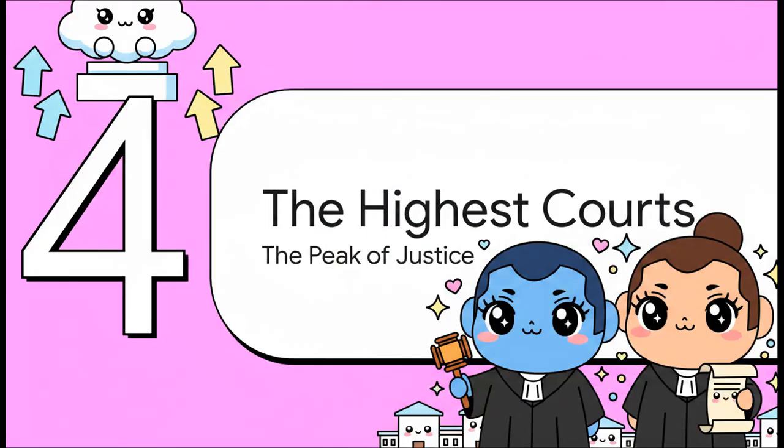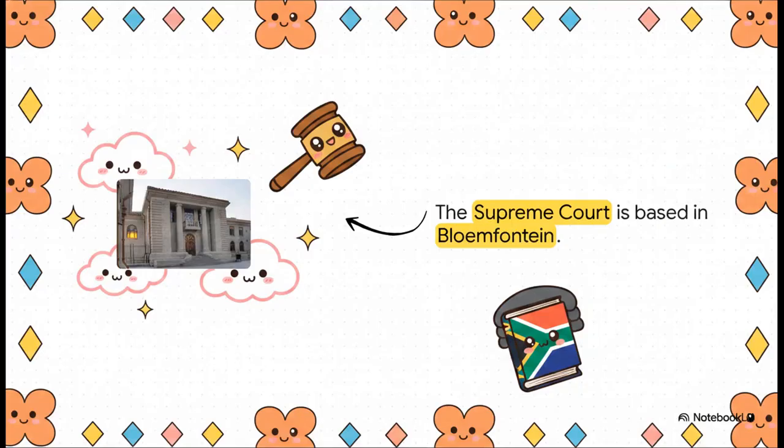All right, we're in the big leagues now. Section 4, the highest courts, the absolute peak of justice. We're entering the absolute peak of the judicial hierarchy, the place where the ultimate legal precedents are set. Let's take a quick mental trip to Bloemfontein, to the Supreme Court of Appeal, commonly known as the SCA. Now, remember how the High Court is headed by a judge-president? The SCA is simply headed by the president of the court.